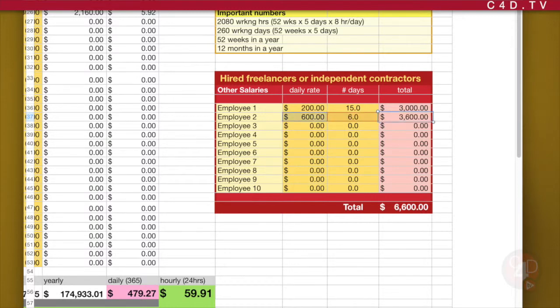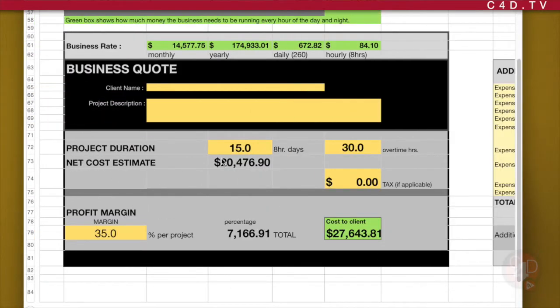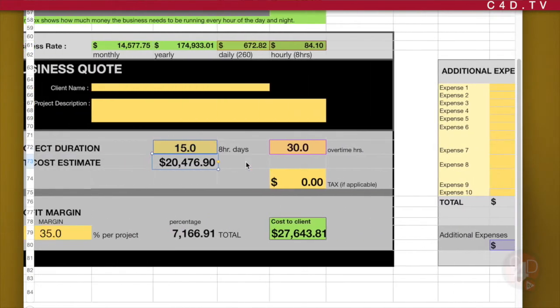As you can see, every single time I hire somebody, my price keeps going up. There is a lot of money involved in hiring other people. So this is the hired freelancers or independent contractors that I am calculating here. This calculation is also going into the cost over here. It's being calculated in this estimate, so by having that calculated there, the cost to the client is going to be much higher.